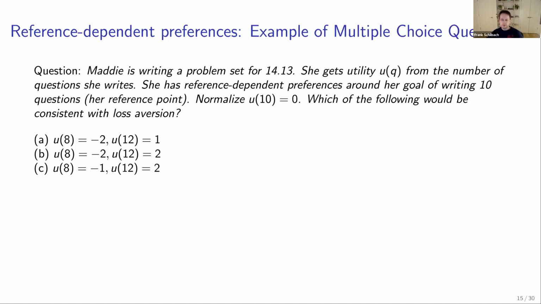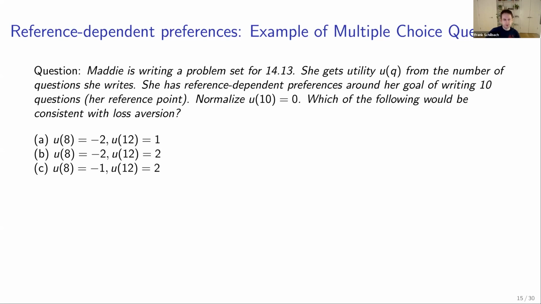Now, here's an example of a multiple choice question. Maddie wrote this question. The question is: Maddie is writing a problem set for 1413. She gets utility U of Q from the number of questions she writes. She has reference-dependent preferences around the goal of writing 10 questions. 10 is her reference point. If you normalize the utility of 10 questions to 0, which of the following would be consistent with loss aversion?